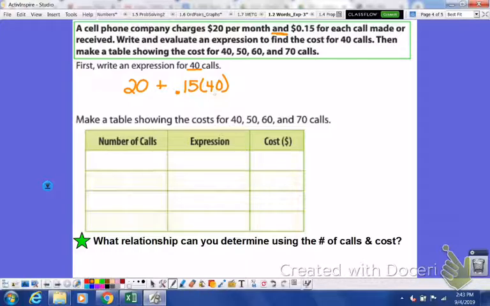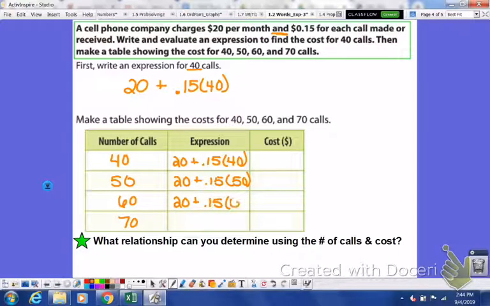So if we fill in our table for 40, 50, 60, and 70, we're going to follow that same rule that we just came up with there. So 20 plus 15 cents times 40, 20 plus 15 cents times 50 calls, 20 plus 15 cents for 60 calls, and last 20 plus 15 cents for 70 calls. And at this point we could just go to our calculators, and we will be working a lot with the calculators so that you guys can figure out how they work. I know they're new for you.